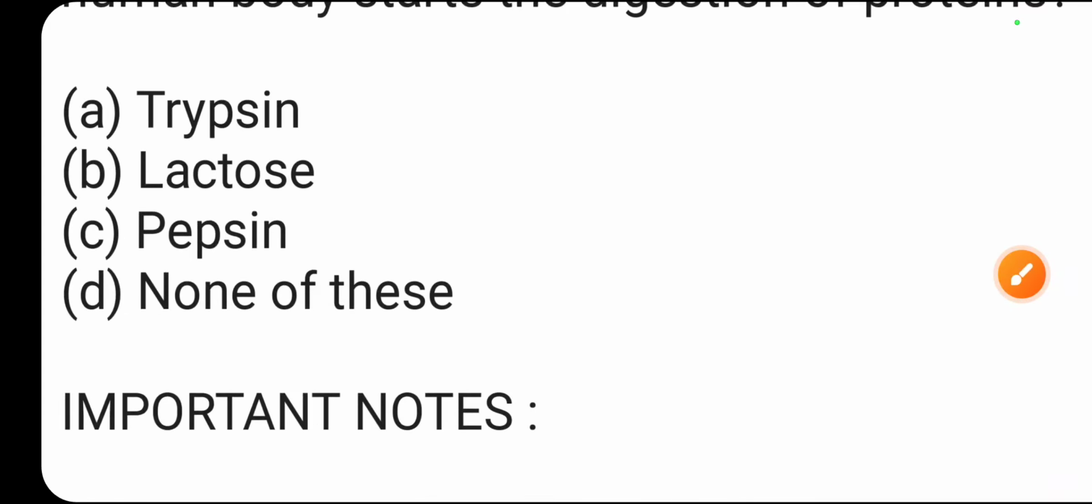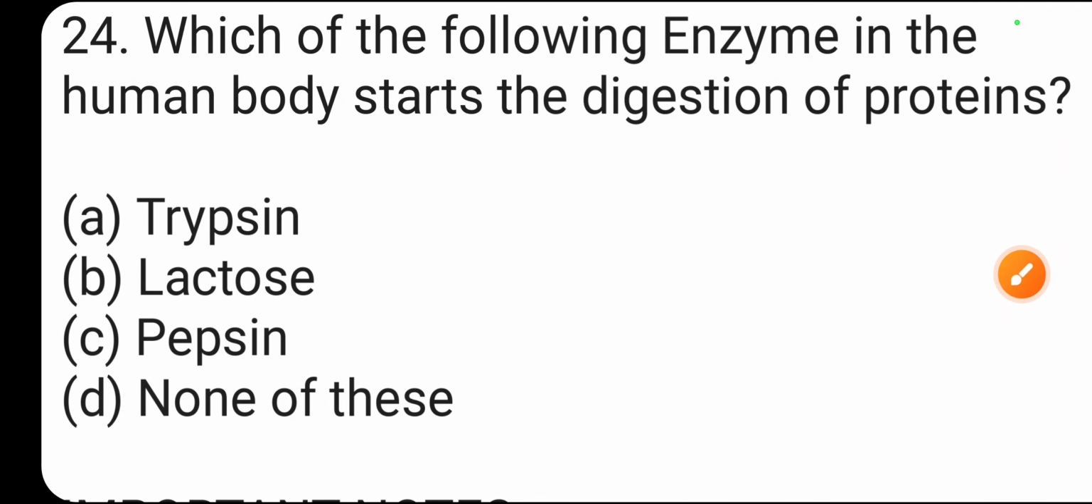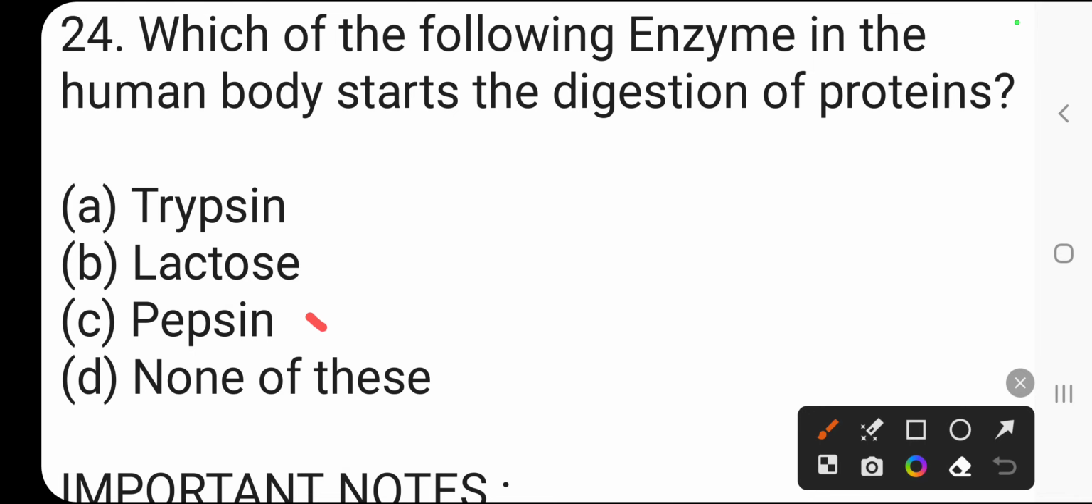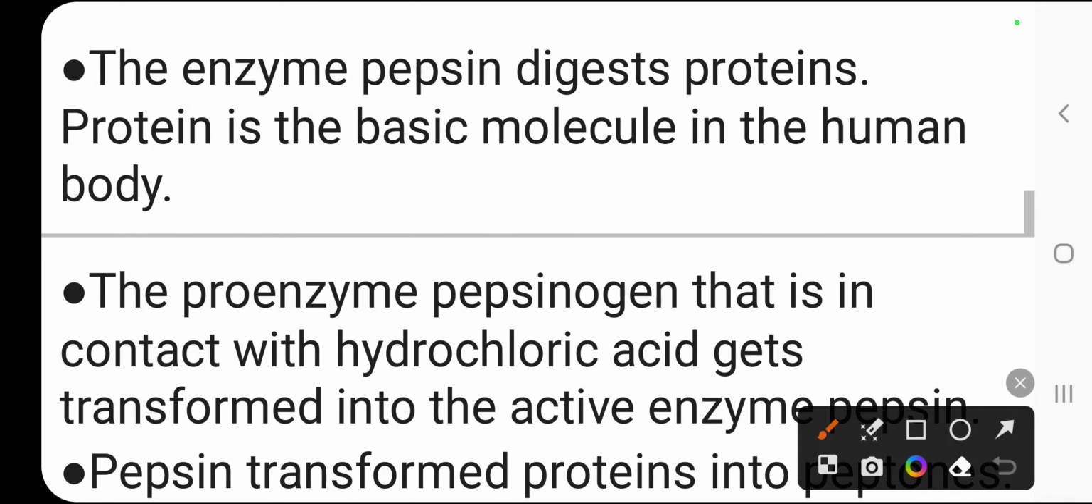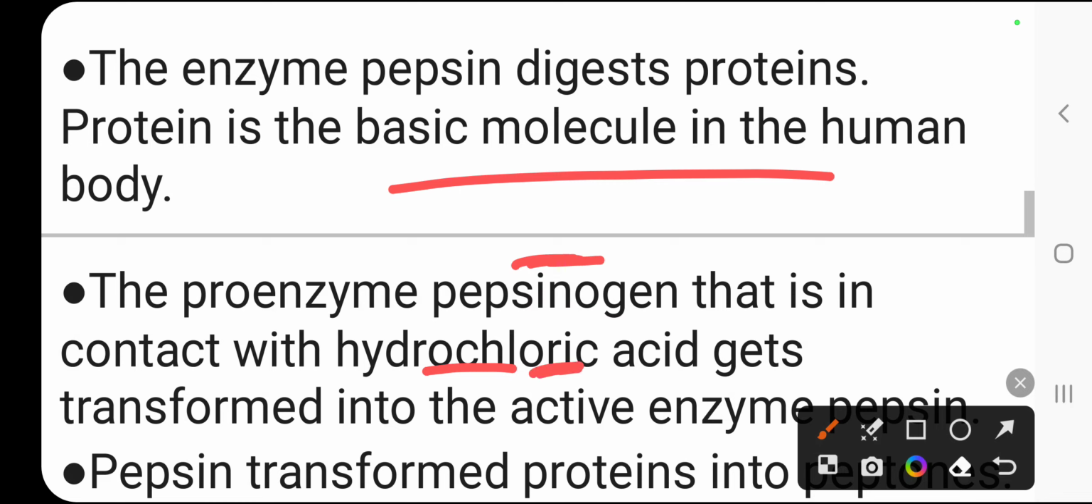Next question. Which of the following enzymes in the human body starts the digestion of proteins? So, protein digestion is started by pepsin. We'll see some notes here. The enzyme pepsin digests proteins. Protein is the basic molecule in the human body, and the proenzyme pepsinogen comes in contact with the hydrochloric acid. Pepsinogen and hydrochloric acid transform into pepsin.